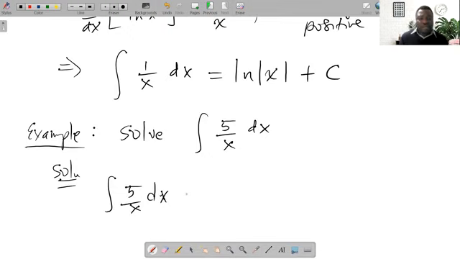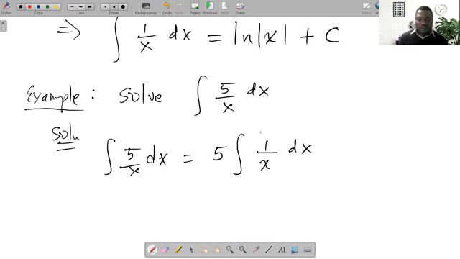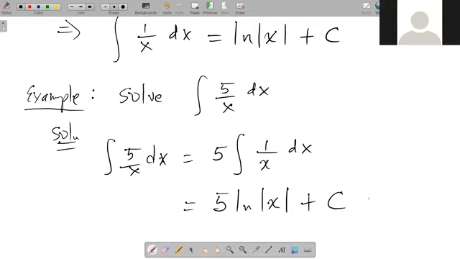Dx. Here I can pull the 5 outside by way of the first rule, and that will become something like this. Does it make sense? Yes. Okay, so now by way of just this and what we've considered, we understand that this is just going to be natural log of x. So that will be 5 natural log of, but make sure that you put it in absolute form, plus what? Your c. That's it. Are we good?